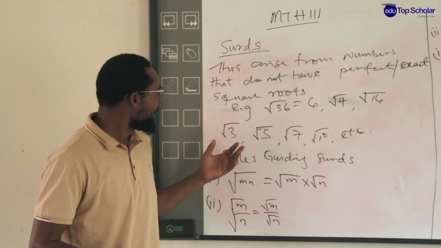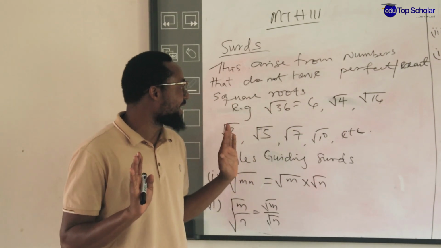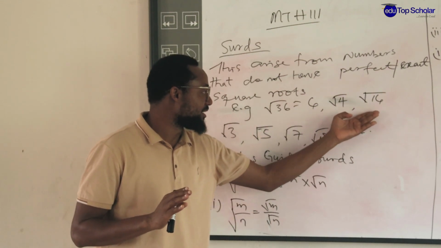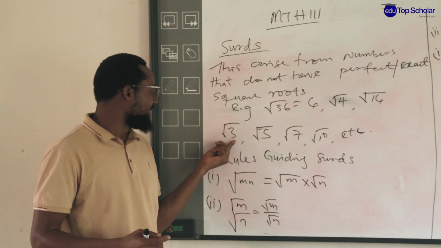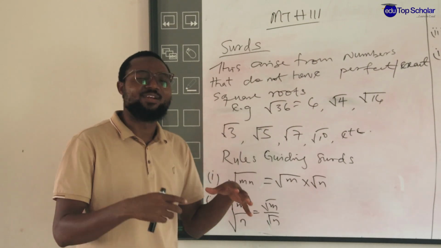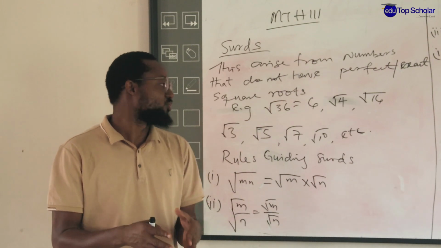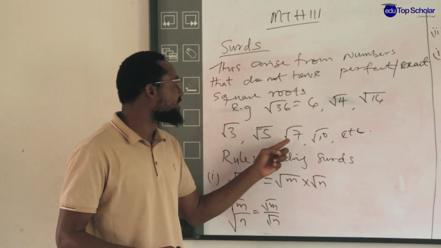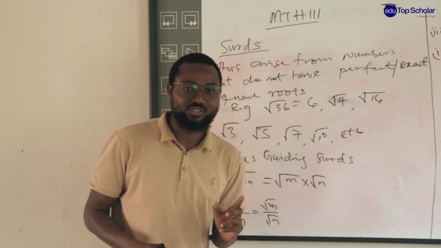For example, root 36 has a perfect and exact square root, which is 6. Root 16 also has a perfect square root. The numbers such as root 3, root 5 are irrational. They don't have a perfect square root. Therefore, we refer to these as surds. This is exactly what we call surds.